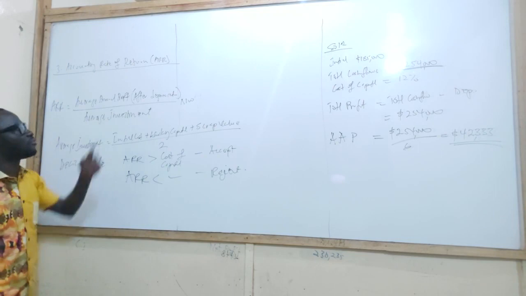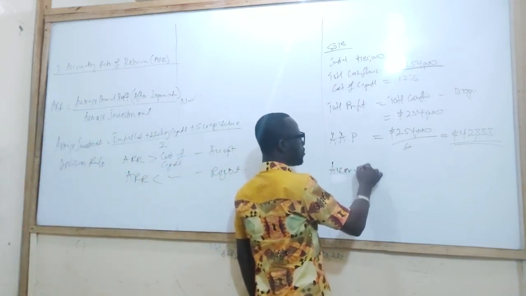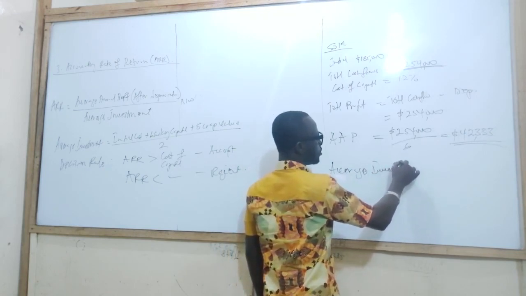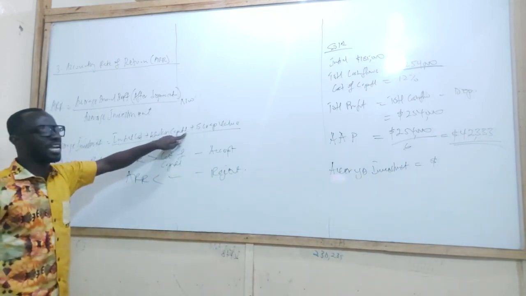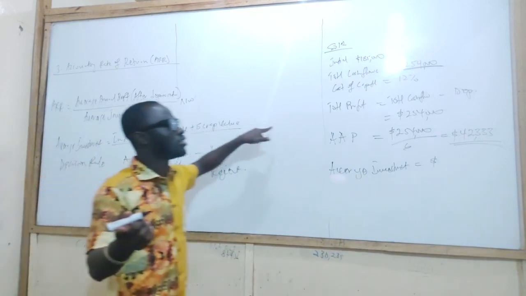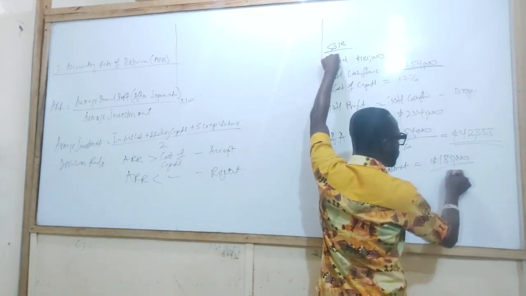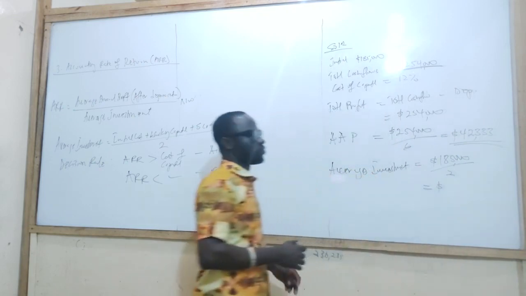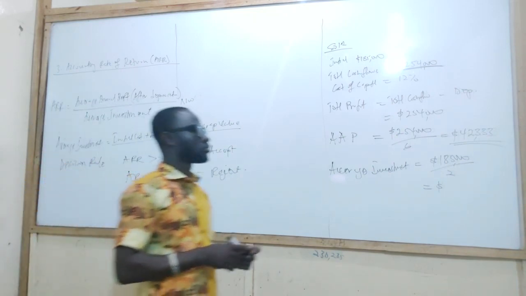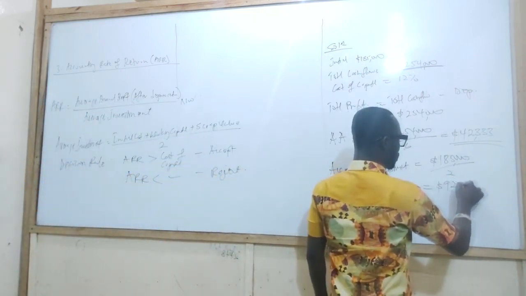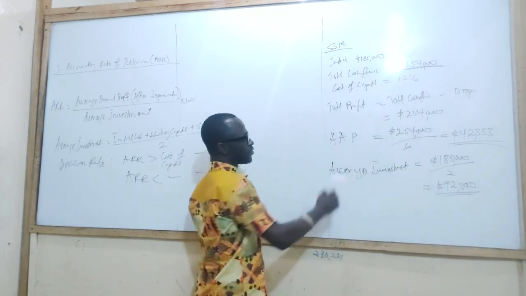Then the denominator, average investment. What's the formula for average investment? Initial cost plus working capital. In the question, was there any working capital? No. So the initial cost is how much? 185,000 divided by 2. What do I have? 92,500.